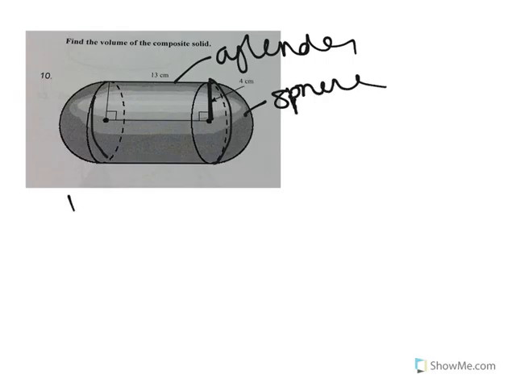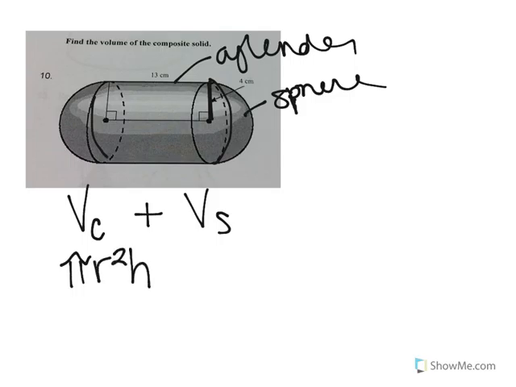Okay, so if I want to find the total volume, I'm going to take the volume of the cylinder plus the volume of a sphere, and I should get my composite solid. Okay, well, the volume of a cylinder is pi r squared times the height of the cylinder, or the length, plus, and the volume of a sphere is 4/3 pi r cubed.